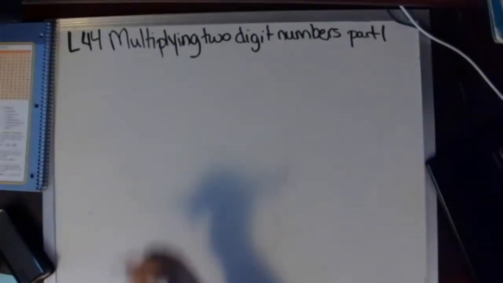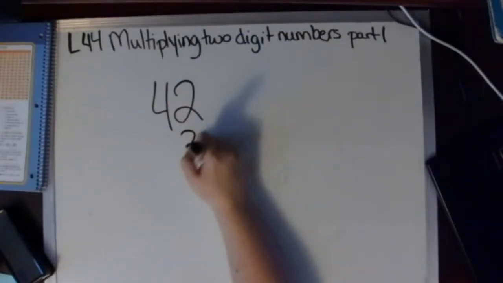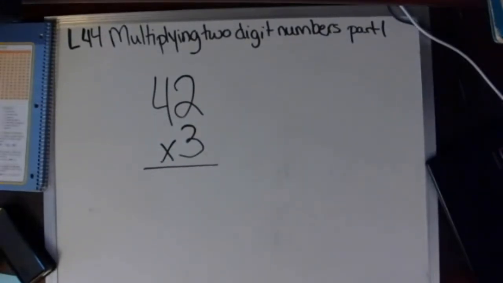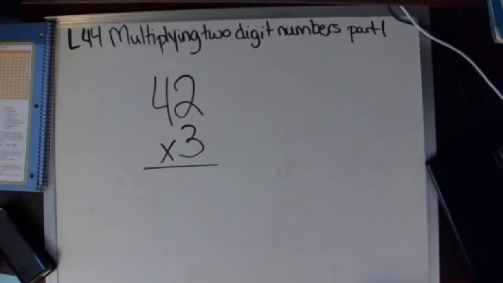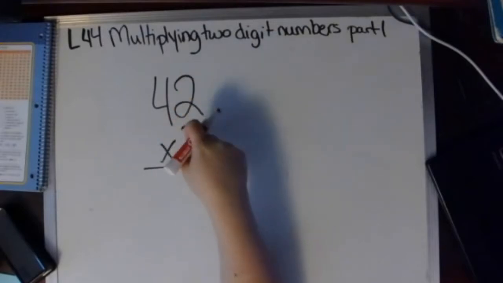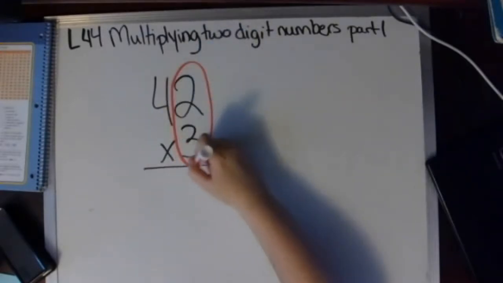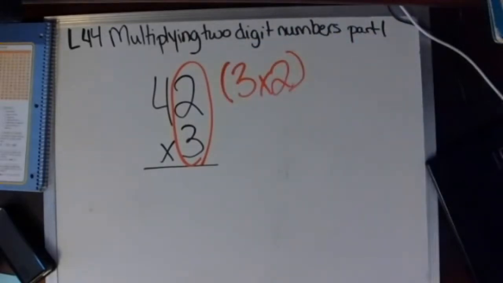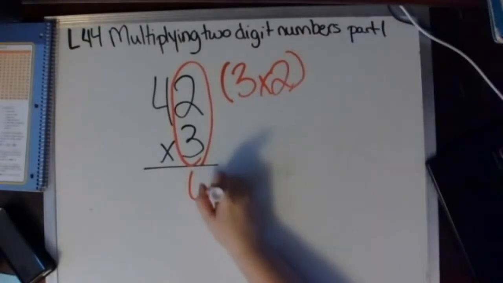Okay, this time we're going to do 42 times 3, or 42 multiplied by 3, or 42 groups of 3, or 3 groups of 42. Now, again, we start off with ones, 3 times 2, and then 3 times the tens column. So 3 times 2. 3 times 2 is, we just did it, 6.